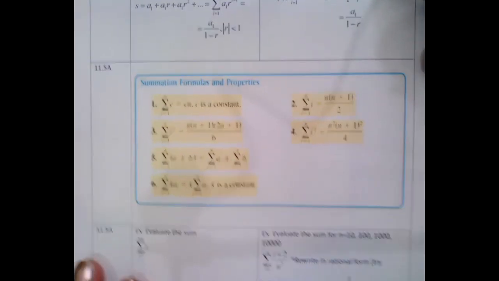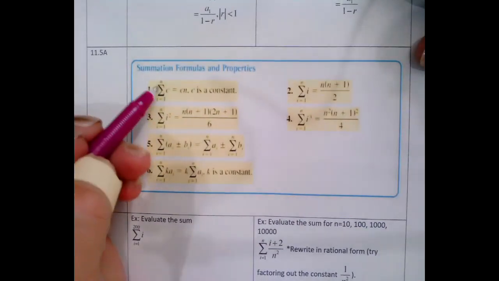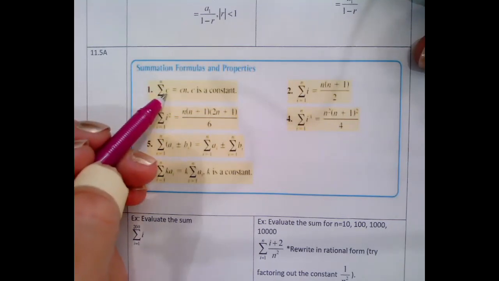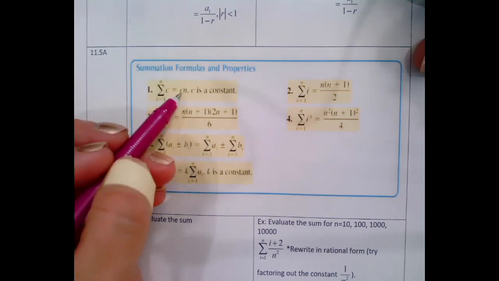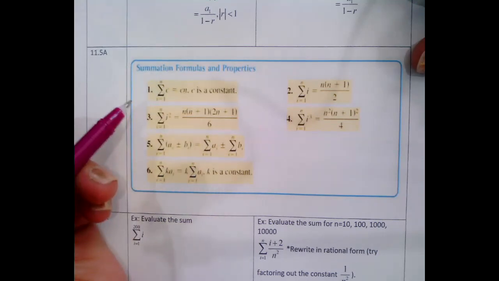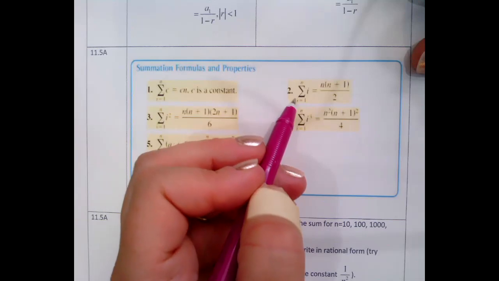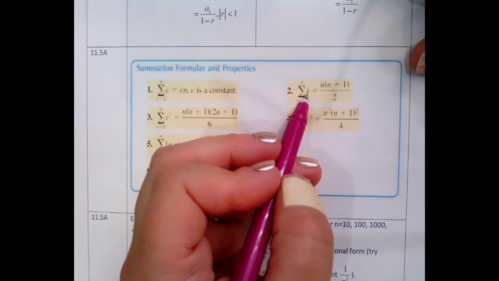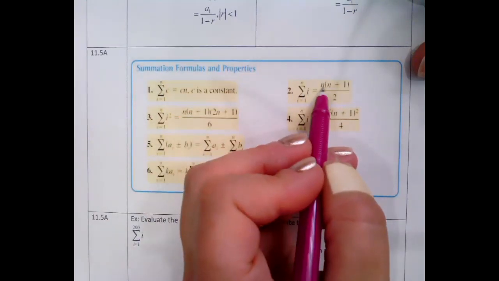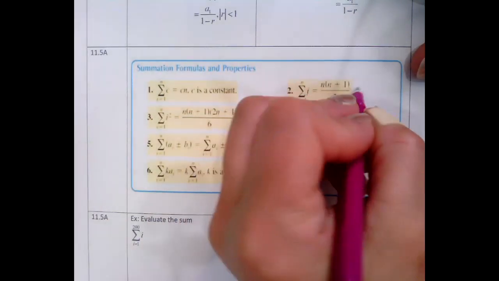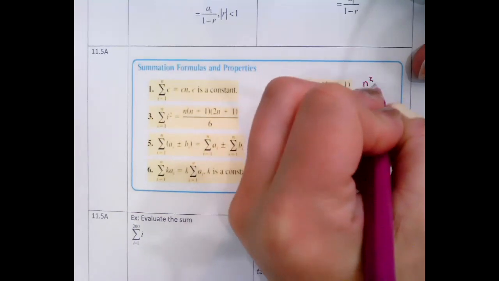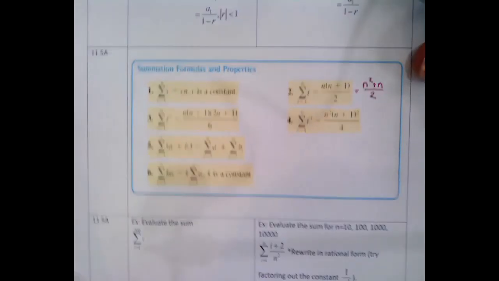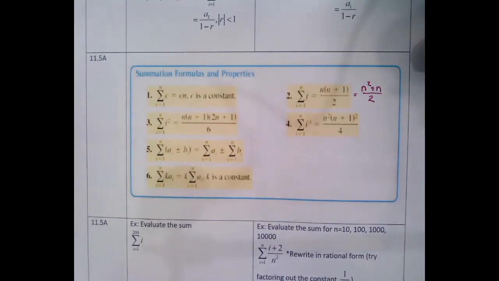Okay, so we actually have some formulas we're going to look at. The first one is the sum from i equals 1 to n of a constant, so some number. That's just going to be the constant times n. For the second one, we're going to look at the sum of i equals 1 to n for i. That's going to equal n times n plus 1 over 2. We can also rewrite that as n squared plus n over 2. So all I did was distribute that n through.